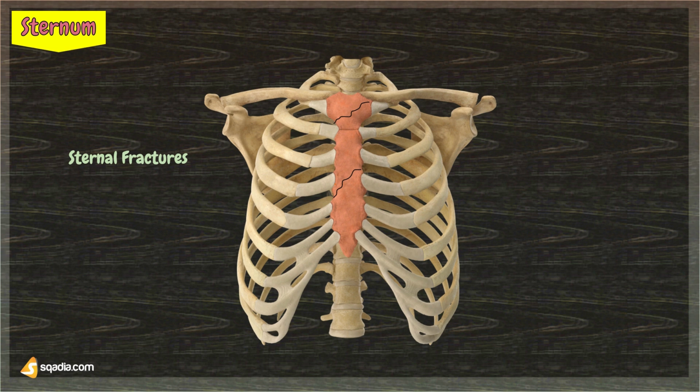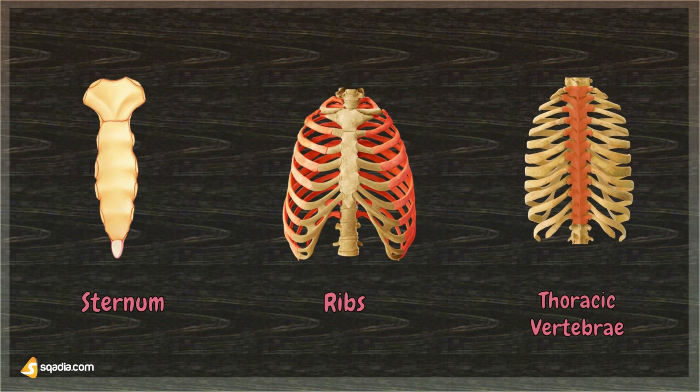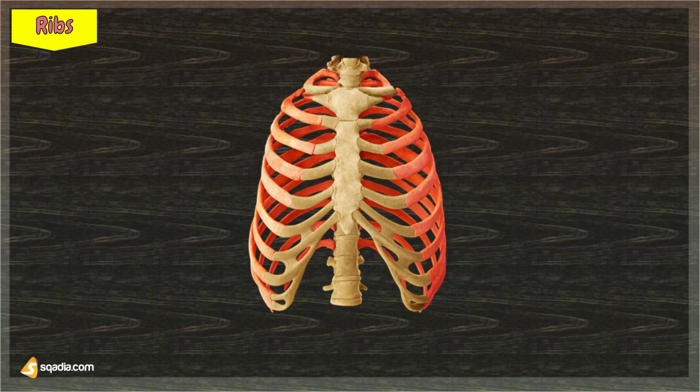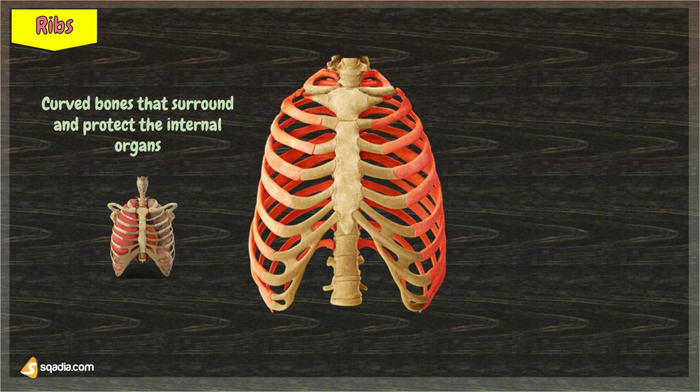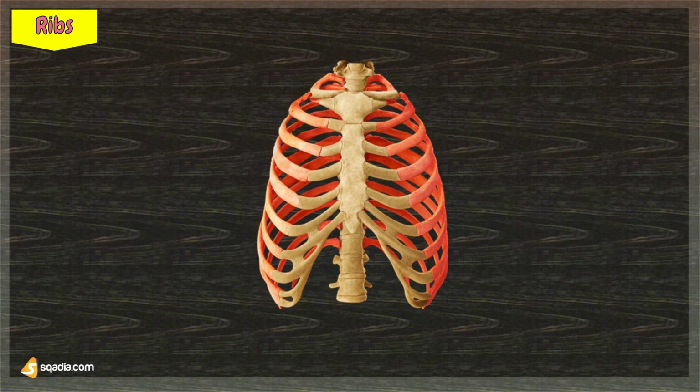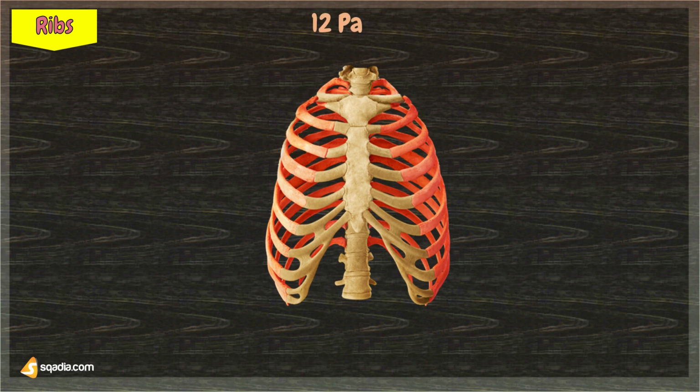Now let's talk about the ribs that give the thorax its cage-like appearance. The ribs are a series of curved bones located in the thorax that encase and protect the organs in the chest, including the heart, lungs, and major blood vessels. They also serve as attachment sites for several muscles involved in breathing and posture.